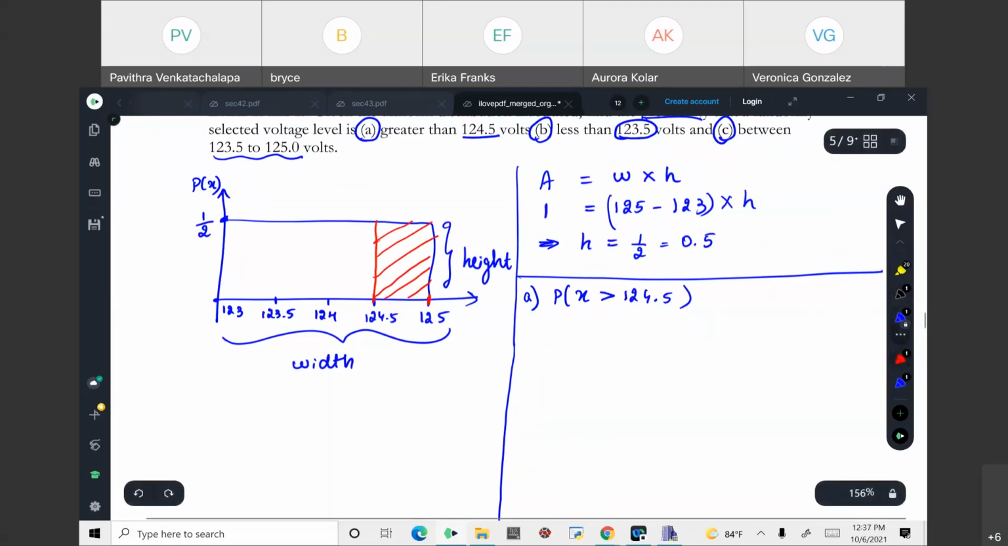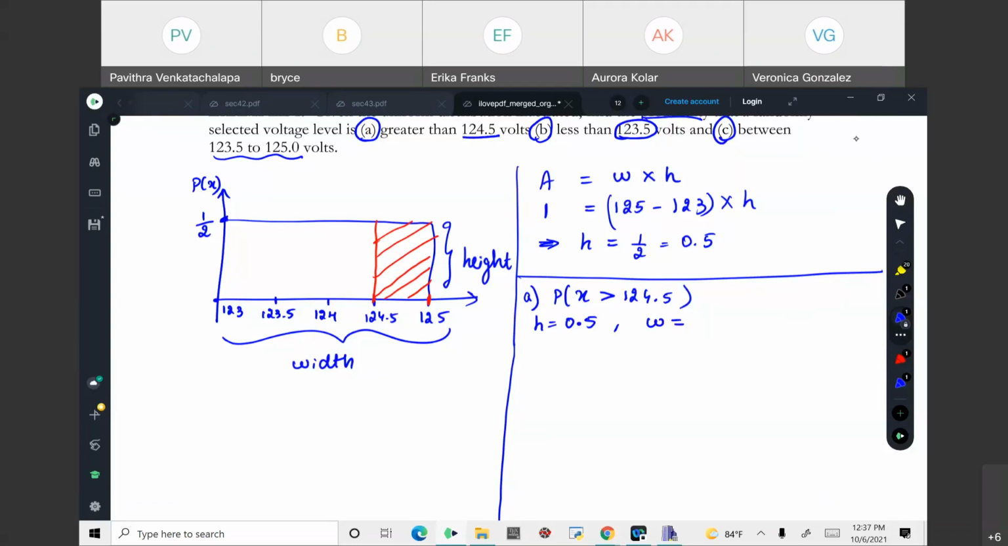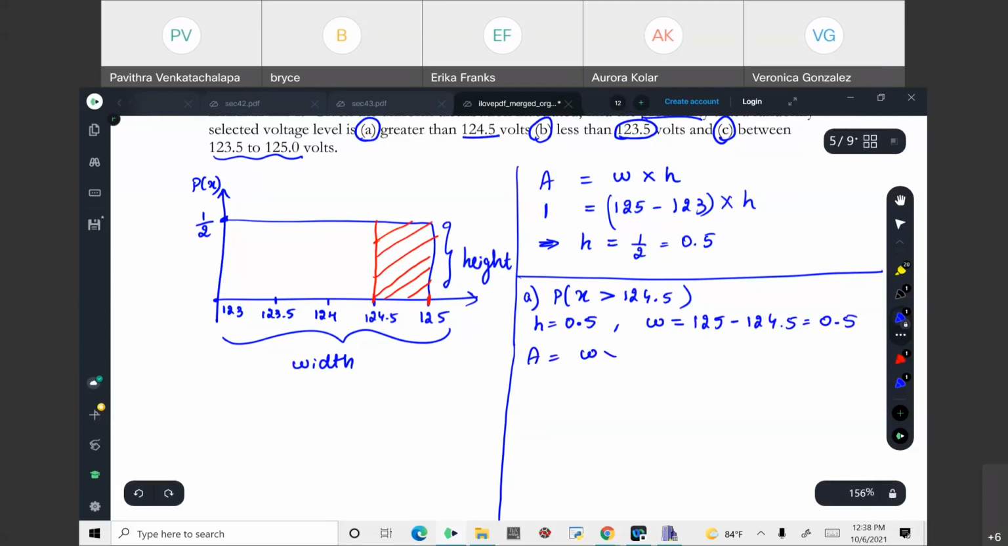Now, height is what? 0.5, right? What is width? Good. It is 125 minus 124.5, which is 0.5. How do you calculate the area? Width into height, which is 0.5 times 0.5. That gives you the area of that portion.